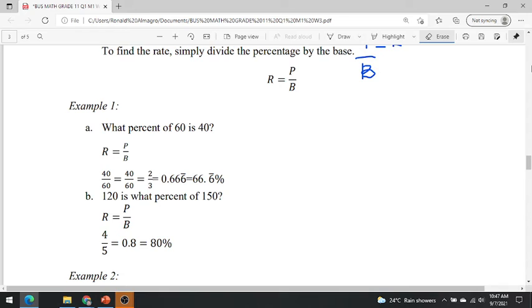2/3. Okay, you can also simplify it using the GCF. Divide by 20: 40 divided by 20 is 2, and 60 divided by 20 is 3. So 2 divided by 3 gives us a repeating decimal, 0.6666, with an ellipsis since it continues. So 66.6%. The 6 continues.